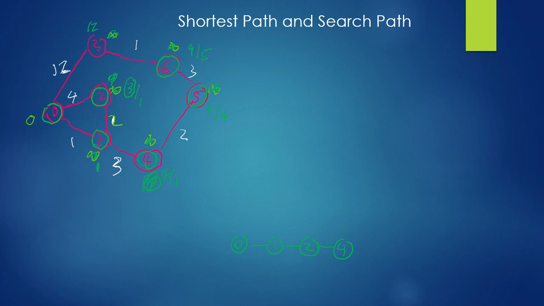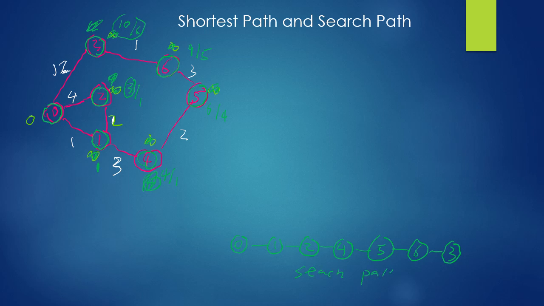Visit 6, then you update this one, and 9 plus 1, you get 10 through 6. So between 10 and 12, I choose this, so that's 1. Update to 10. Then visit, and then nothing to do. Of course, the last one visited is this. So let's see, we visited 4, this visited 5, visited 6, and then visited 3. Okay, so that's the search path.